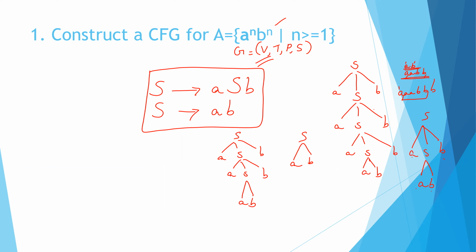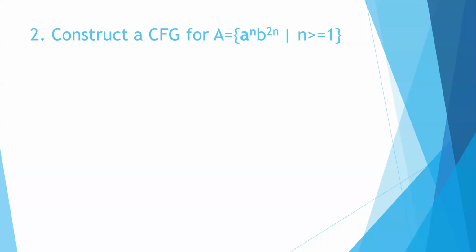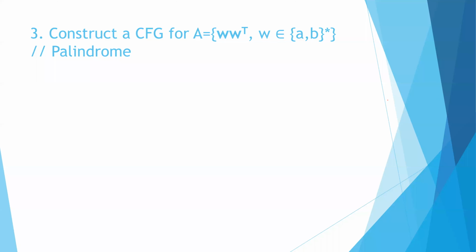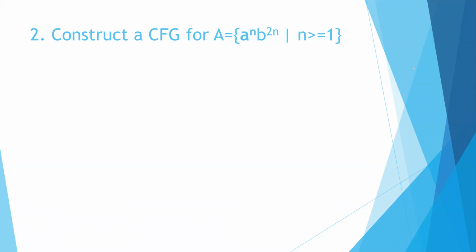So we'll see a few interesting problems. Now the next one: a^n b^2n, which means for each A, you should have 2 B's. Or you can go very simple: it should start with an A and end up with 2 B's. It is almost similar to your previous one. You can think of it like this. You can start with A, and it ends up with 2 B's.